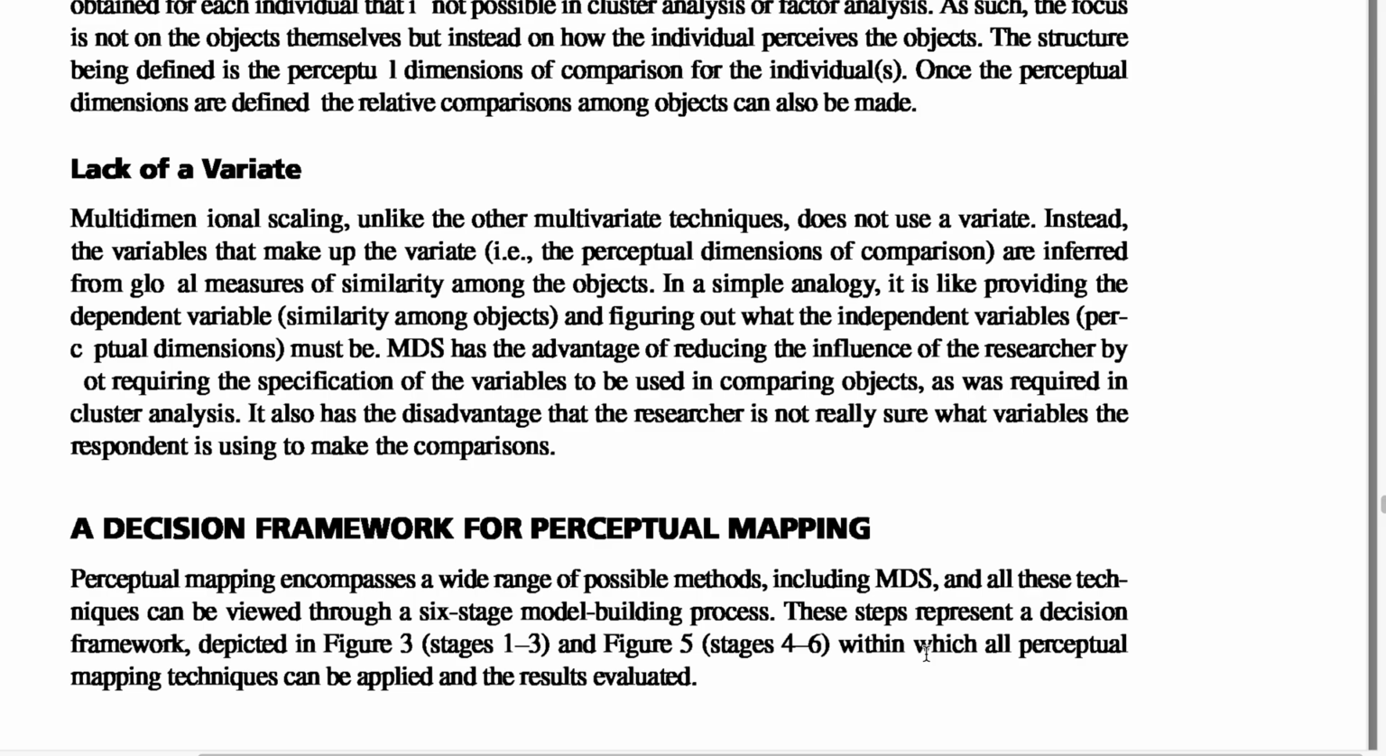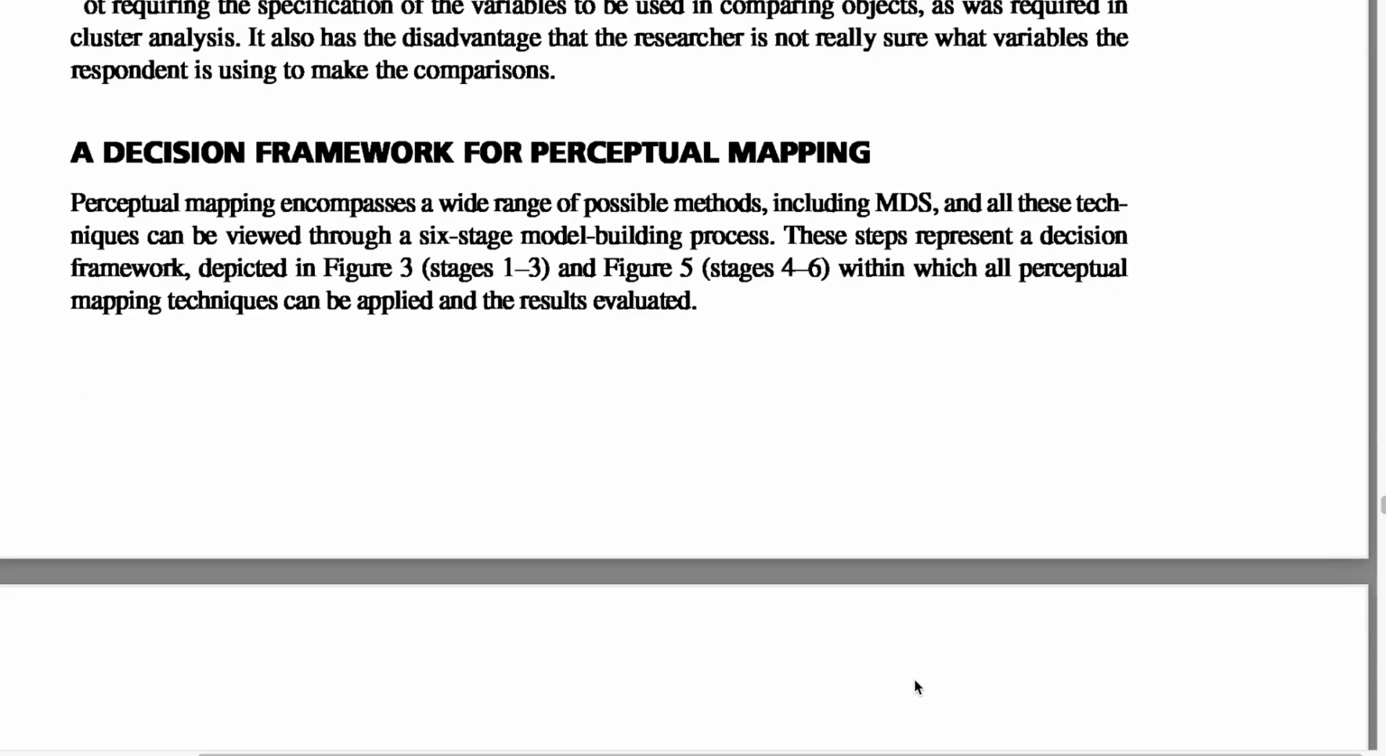It also has the disadvantage that the researcher is not really sure that variable the respondent is using to make the comparison. A decision framework for perceptual mapping.